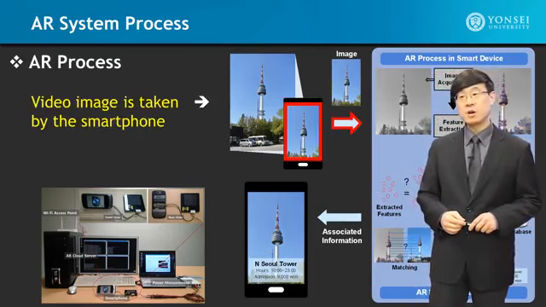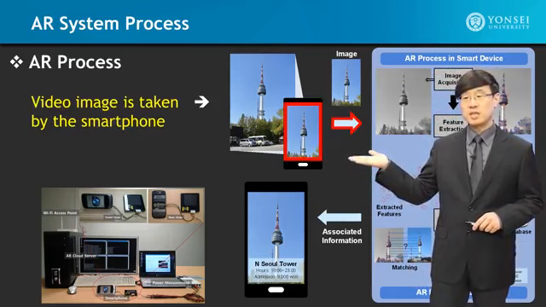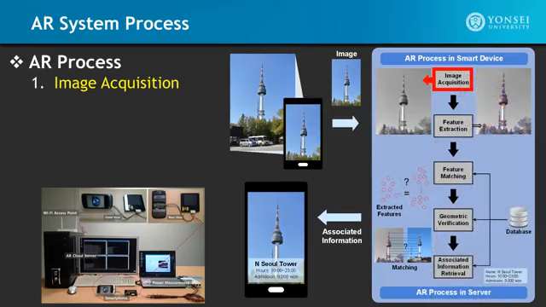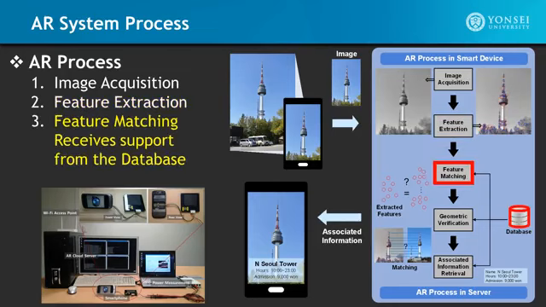The overall process starts with a video image taken by the smartphone, and that comes into the system. Then it enters the AR process, which starts with image acquisition. Then it goes into the feature extraction mechanism. Here you see that the features were extracted, in which red circles are placed upon the specific locations that uniquely identify a certain object. Then there's feature matching.